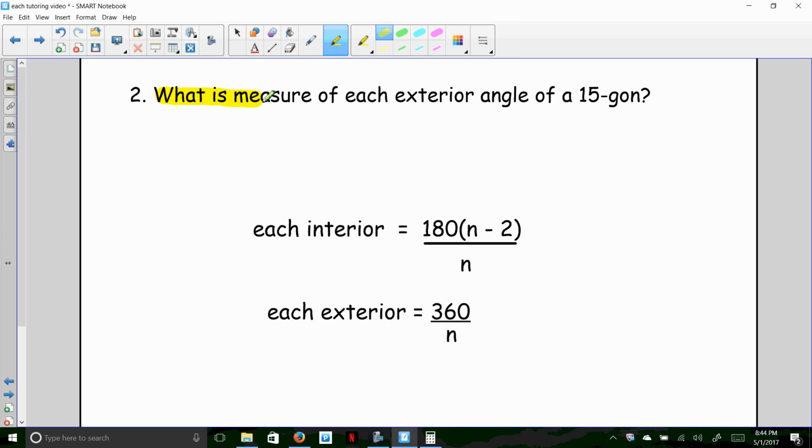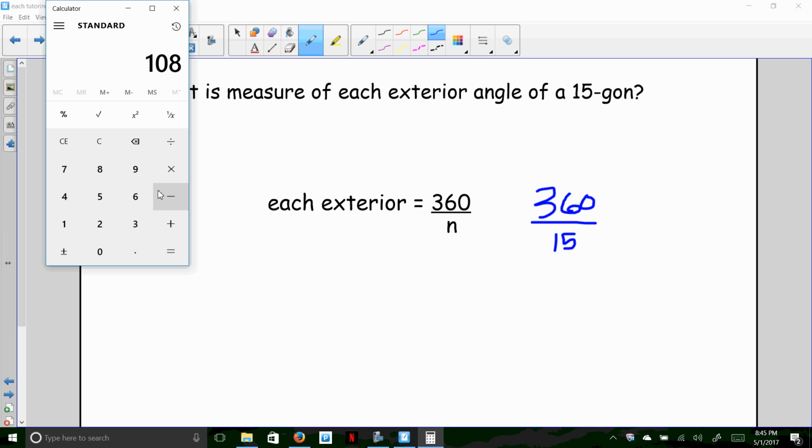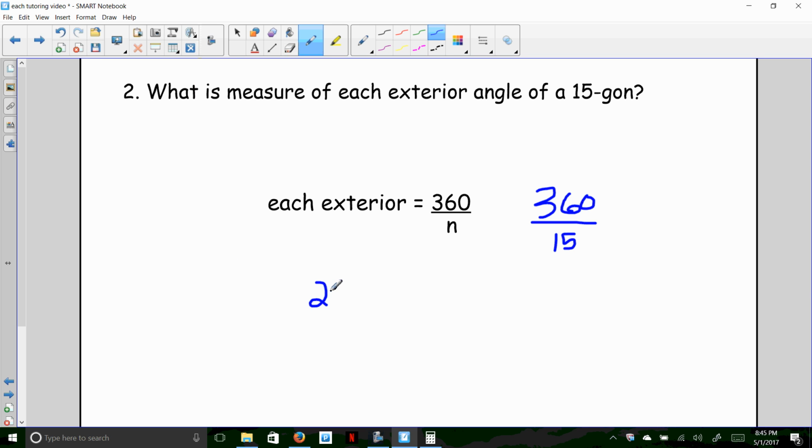What's the measure of each exterior angle? All right, so we're looking for each exterior angle, and it gives us a number of sides. So this won't be too difficult, so let's go ahead and just use this tool. Basically it comes out to be 360, subbing in 15 for n. So go into my calculator. The measure of each exterior angle of a 15-sided polygon is 24 degrees. Hopefully that wasn't too bad.